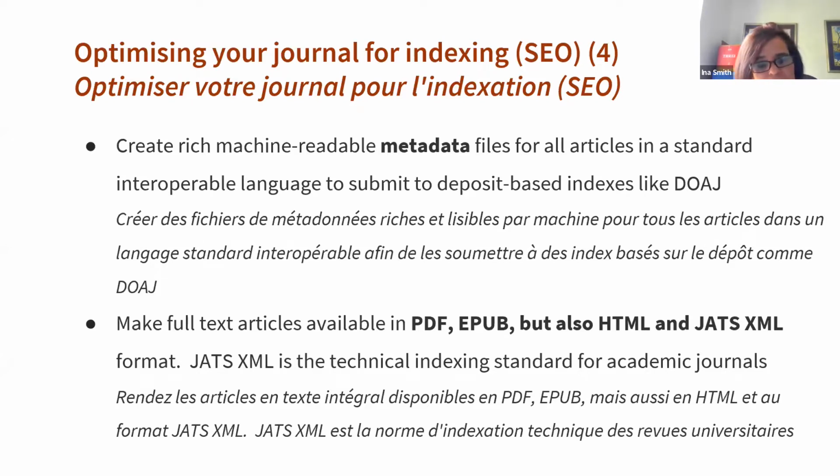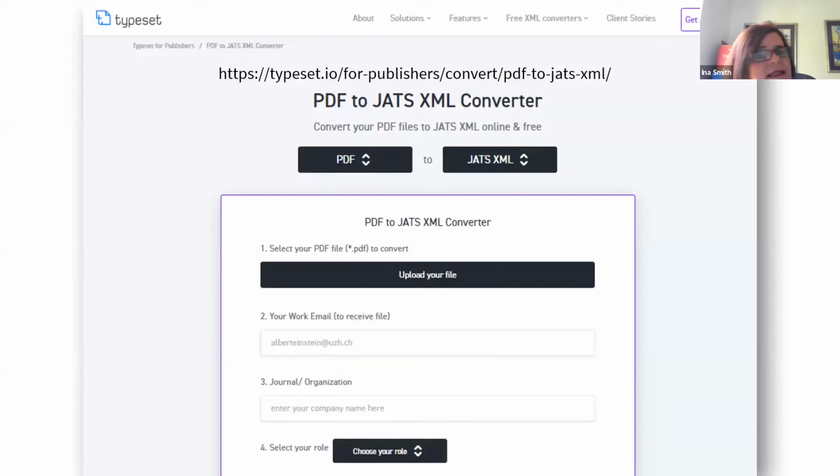So the article should be available in full-text PDF minimum, EPUB for people with reading challenges, and then HTML and JATS XML format for machines and search engines to discover the content inside those full text articles. And JATS XML is a technical indexing standard for academic journals, and it's easy to convert your articles from PDF to JATS XML.